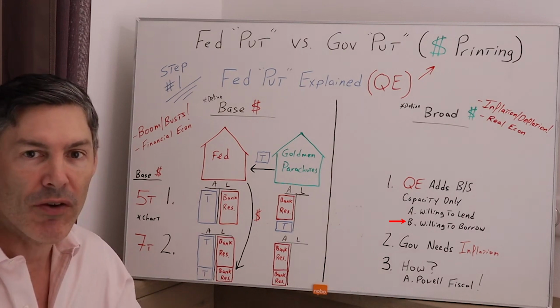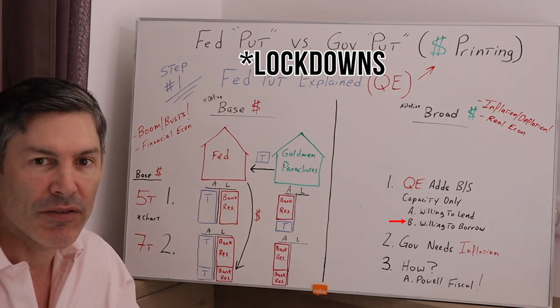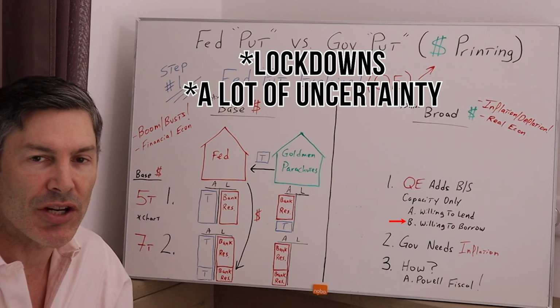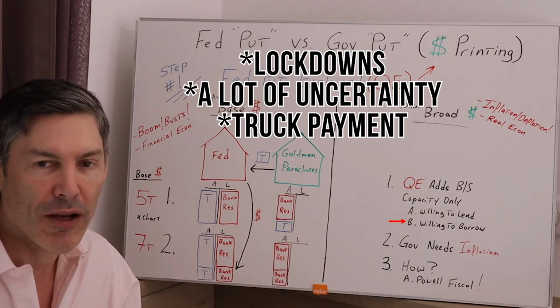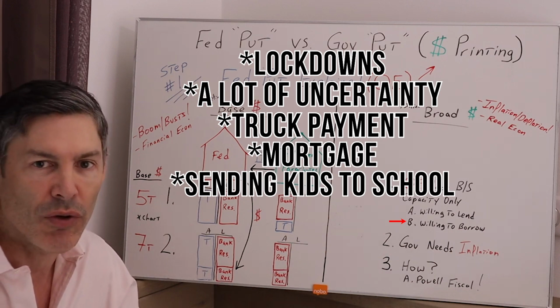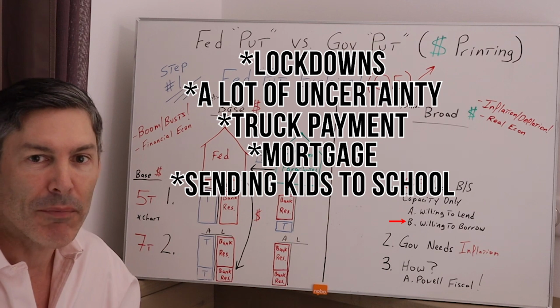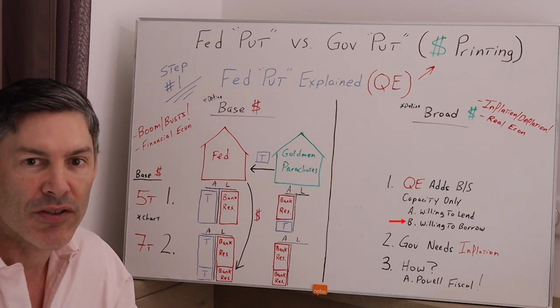And if you're the average Joe out there and you're being hit with all these lockdowns from the cerveza sickness, there's a lot of uncertainty. Plus, you've got a $100,000 Ford truck payment that you're making. You've got a mortgage. You're sending all your kids to school. You really are just living paycheck to paycheck, although you might be making $75,000 a year.